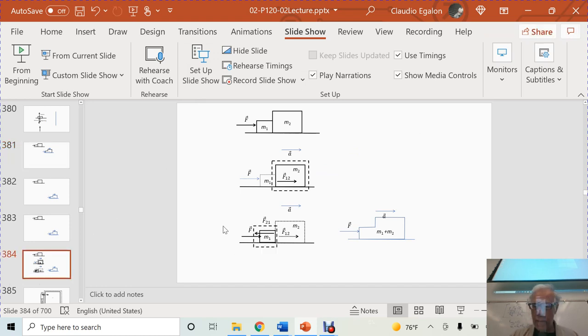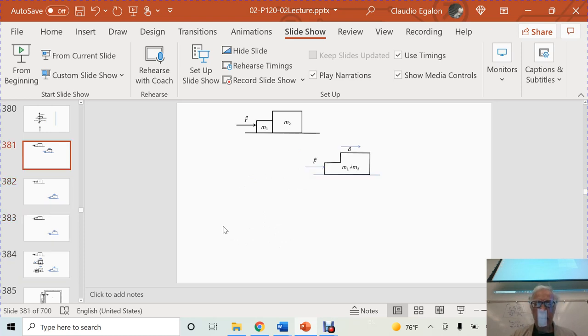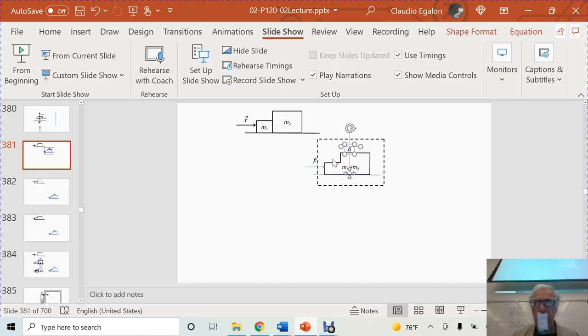Okay. Here you go. A box like that surrounds the whole object, the whole system. We don't call it an object, we call it a system. I'm gonna put this guy outside.